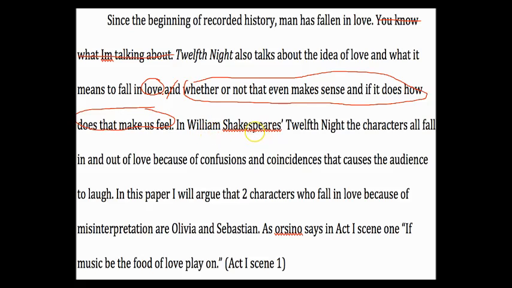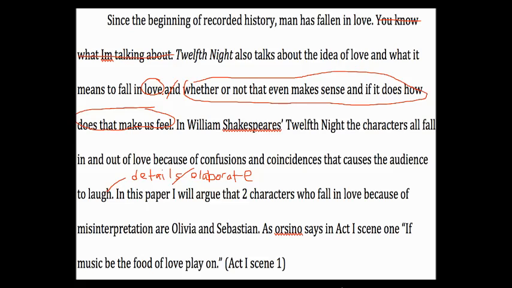"In William Shakespeare's Twelfth Night, the characters all fall in and out of love because of confusions and coincidences that causes the audience to laugh." So this would be a great spot for detail. And this is our add again. Details, elaborate. I'm not going to spell the whole word because it takes forever. Oh, maybe I can. Elaborate. So, for example, when you're doing your speech and you're talking about your personal experience, really add the details. That's how the audience is going to connect with you.